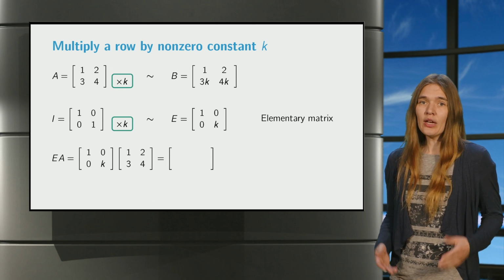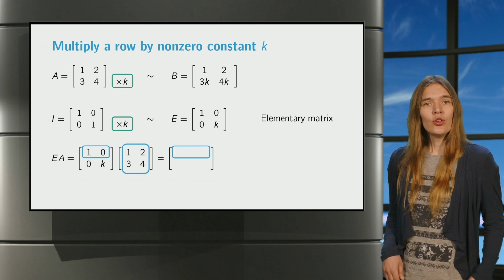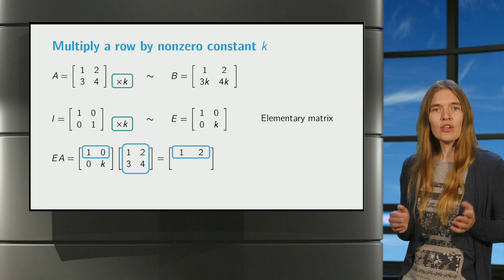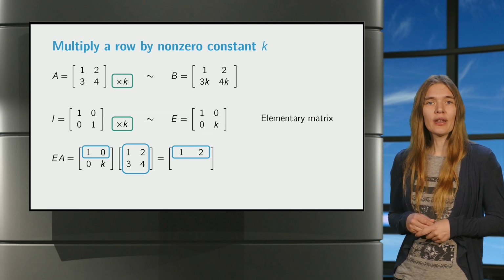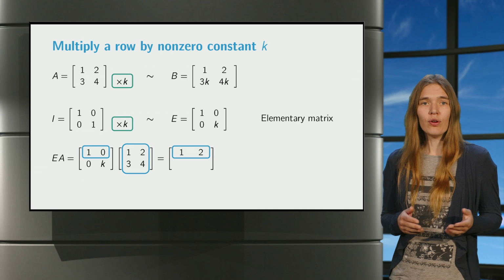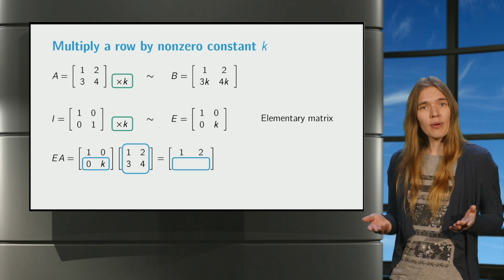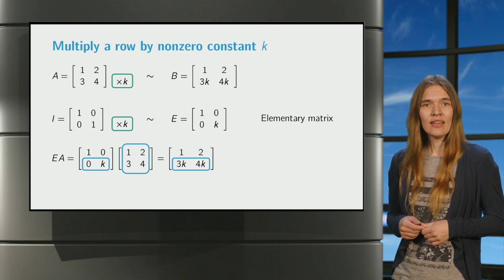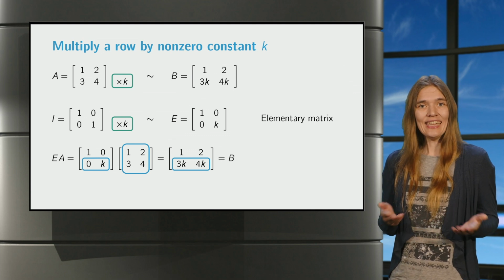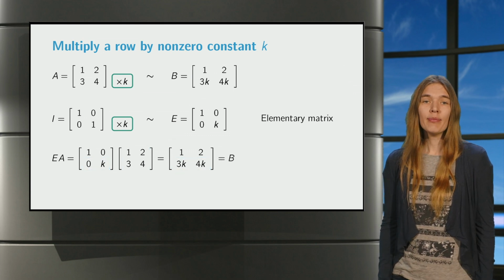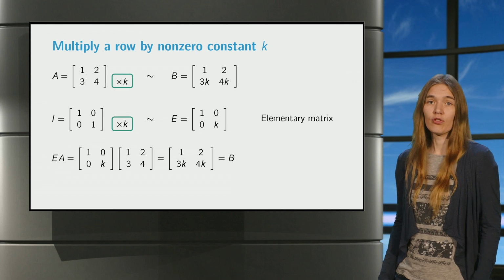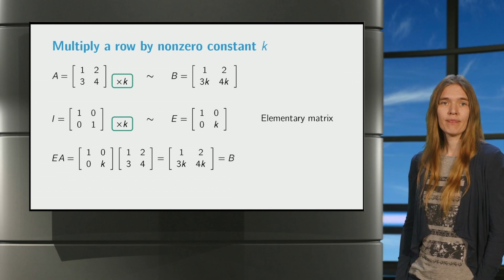Once again, we compute EA. Using a row by row perspective on matrix multiplication, we see that multiplication by E leaves the first row of A as it is, and multiplies the second row by k. Once again, we see that EA equals B. The elementary matrix describes our row operation in matrix form.